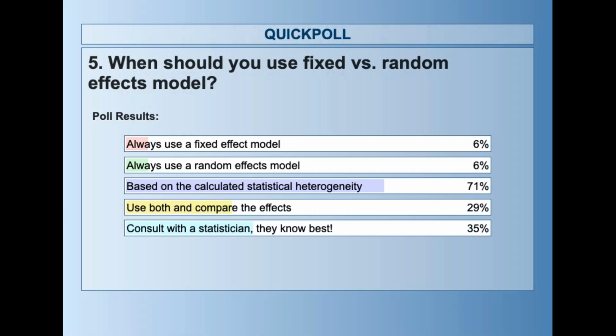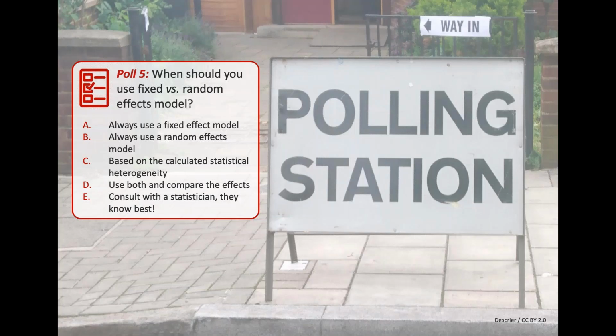So the most popular option was based on the calculated statistical heterogeneity, followed by consult with a statistician, they know best. And then in third place, use both and compare the effects. I would, of course, definitely agree with the fifth option. When you're doing any type of statistical analyses, consulting with a statistician will often save you a lot of headaches. Now, in terms of the calculated statistical heterogeneity, that is something that many people do. However, it's something that the Cochrane Collaboration recommends to avoid doing.